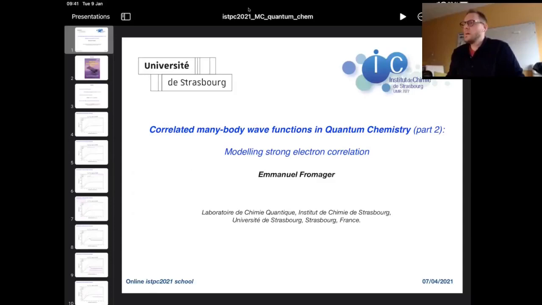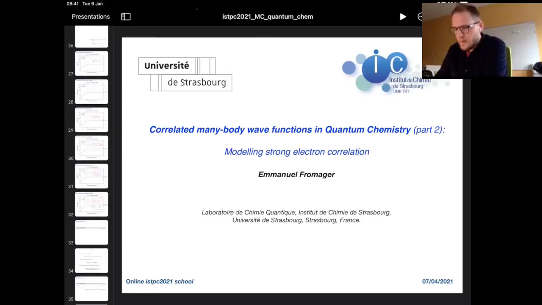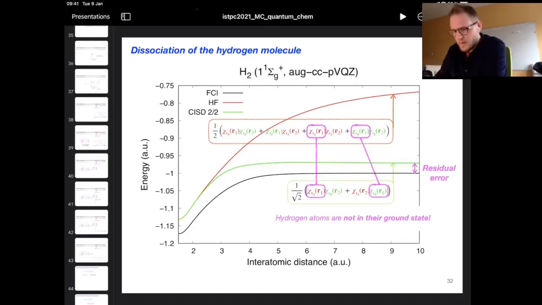So, okay, another question. I'm not sure I understood why we do a state average for CASSCF. Is it possible to rotate the orbitals to optimize only one state? Yeah, okay. So you could do that. So Galiana, that's correct. You could do that.